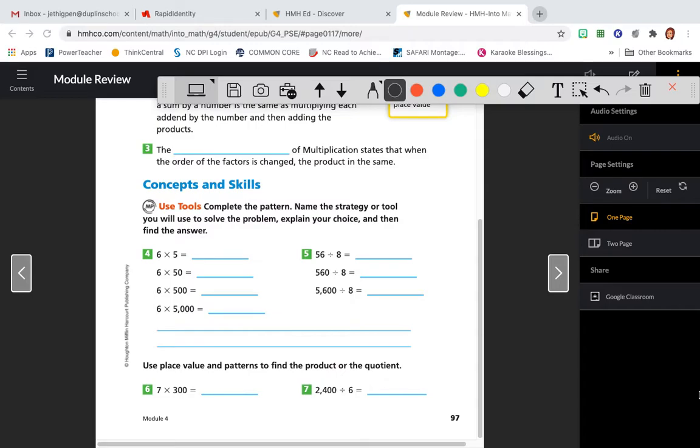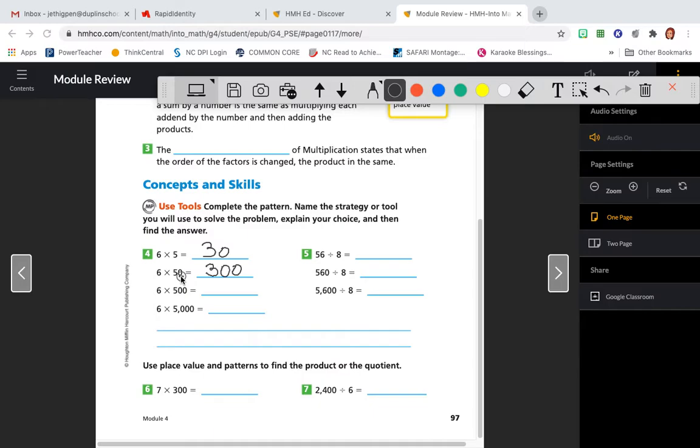All right, for 4 and 5, they want us to complete the pattern. So let's just start there, okay? So we have 6 times 5. That's our basic fact. 6 times 5 is 30. We know that. So now we're going to go a little bit further. We're going to look at the patterns that we see. We have 6 times 50. Well, we know that 6 times 5 is 30. And then we're going to add a 0 because we have 50. So 300 is our answer.